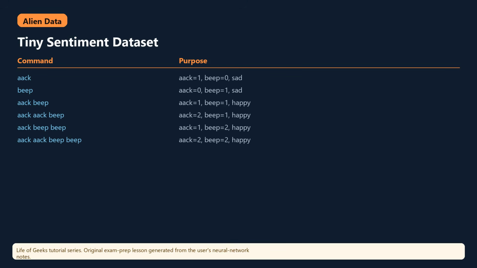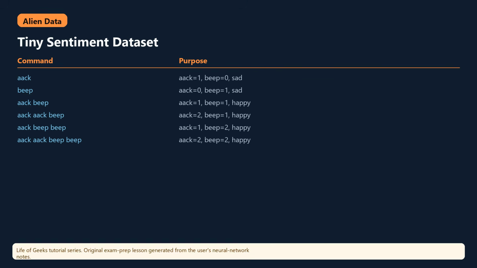Here is the tiny alien dataset in exam-friendly form. If the sentence has only awk, the alien is sad. If it has only beep, the alien is also sad. But when both words appear together, such as awk beep, the alien is happy. More combined examples, like awk awk beep or awk beep beep, are also happy.